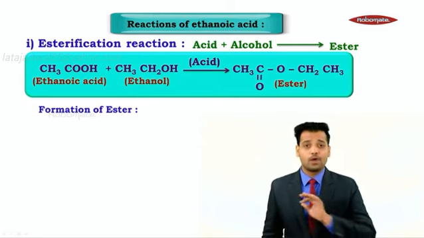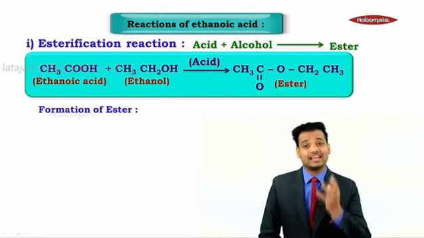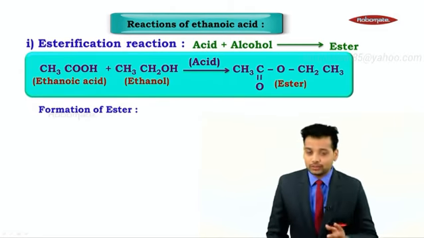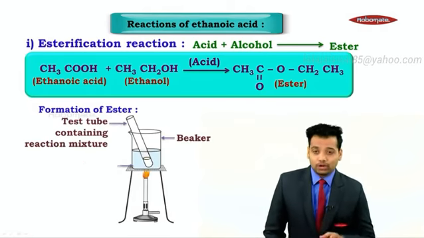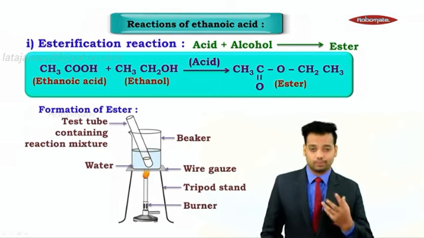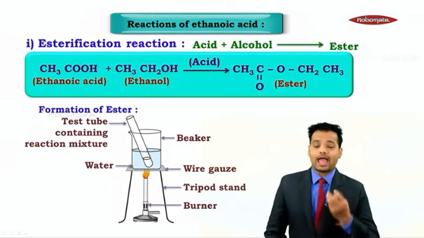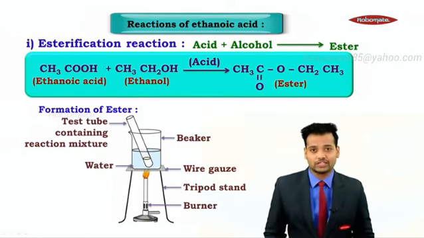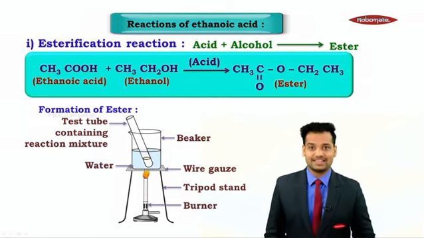How does it get formed? Very simple. You cannot directly heat ethanoic acid and ethanol. That is why you take a water bath. And in that water bath, you take a test tube containing the reaction mixture. You put a wire gauze, you put a tripod stand, you heat it, and thus you get this esterification reaction. Why is this important? We'll learn in the next module.